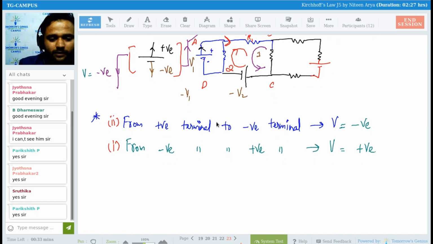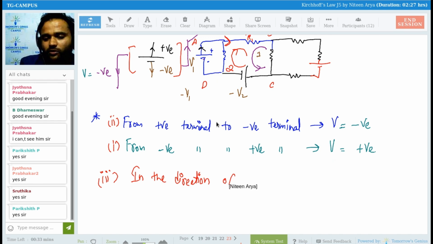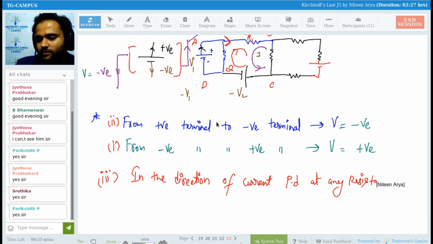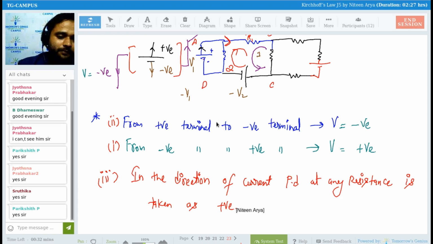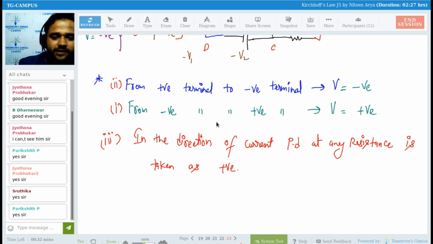And the third point is: in the direction of current, the potential difference at any instrument, at any resistance, I'm going to write, so that you understand easily, at any resistance is taken as positive. Clear? You can understand this again in this sense.